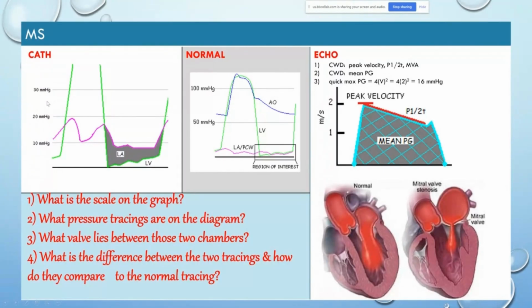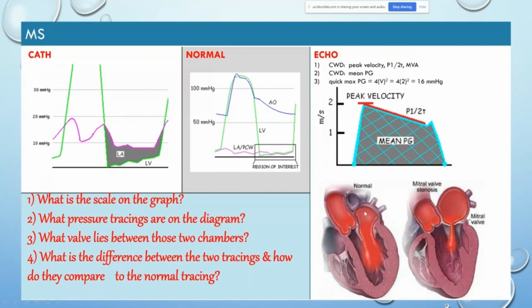So what pressure tracings are we looking at right here? We are obviously going to be looking at the left atrium at this point, right? And the left ventricle at this point. So we're looking at left atrium versus left ventricle. So the region of interest for this one is right here, and it's been blown up to look like this right here. So let's get to this little picture.